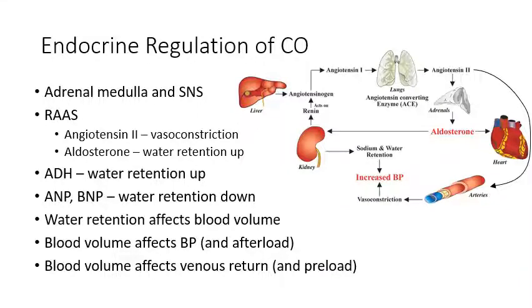The graphic here is showing the RAAS. We don't have to worry about this in detail until we cover the kidneys, but essentially the kidneys are releasing the hormone renin, which through several different steps ultimately activates the hormone angiotensin II. The hormone angiotensin II causes aldosterone to be released and causes vasoconstriction.